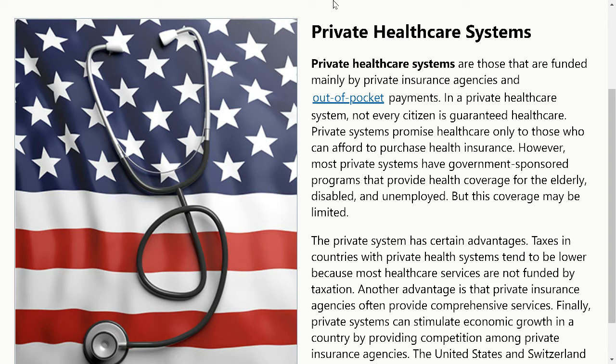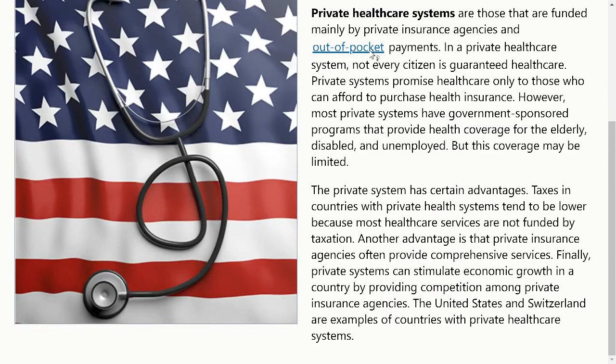Taxes in countries with private health systems tend to be lower because most healthcare services are not funded by taxation. Another advantage is that private insurance agencies often provide comprehensive services. Finally, private systems can stimulate economic growth in a country by providing competition among private insurance agencies. The U.S. and Switzerland are examples of countries with private healthcare systems.